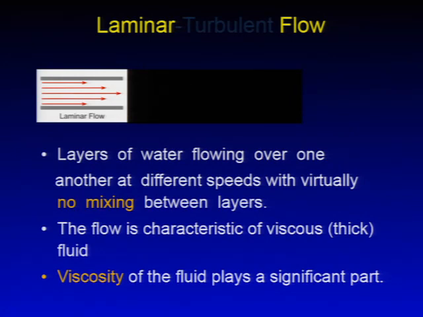So first of all, laminar flow. Layers of the water, for example, flow over one another at different speeds with virtually no mixing between layers. That's the kind of flow inside the garden hose when you water the garden. The flow is characteristic of a viscous fluid, or a thick fluid, like water. Therefore, the viscosity of the fluid plays a significant part.